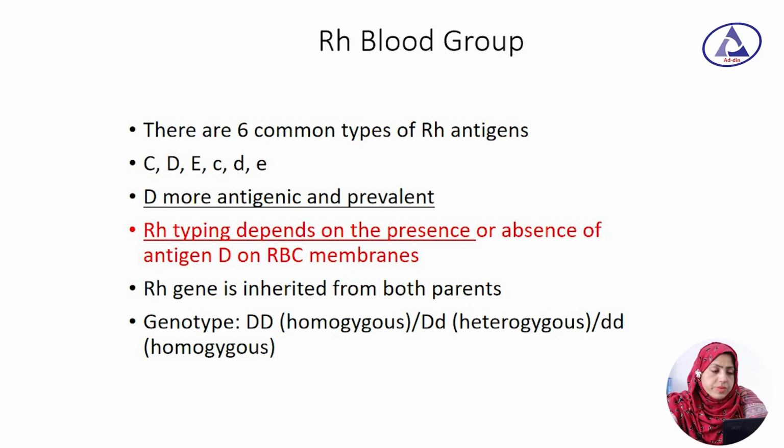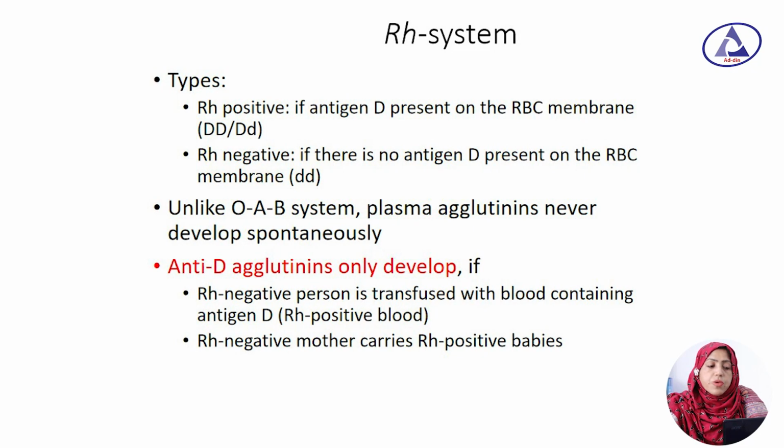In the Rh blood group, there are 6 common types of Rh antigen, that is CDE, capital CDE or small cde. D is more antigenic and prevalent. Rh typing depends on the presence or absence of D antigen on the RBC membrane. If the Rh antigen is present on the RBC membrane, it is called Rh positive blood. In Rh negative blood, no Rh antigen is present on the RBC, and no Rh antibody is present in the plasma of the blood.